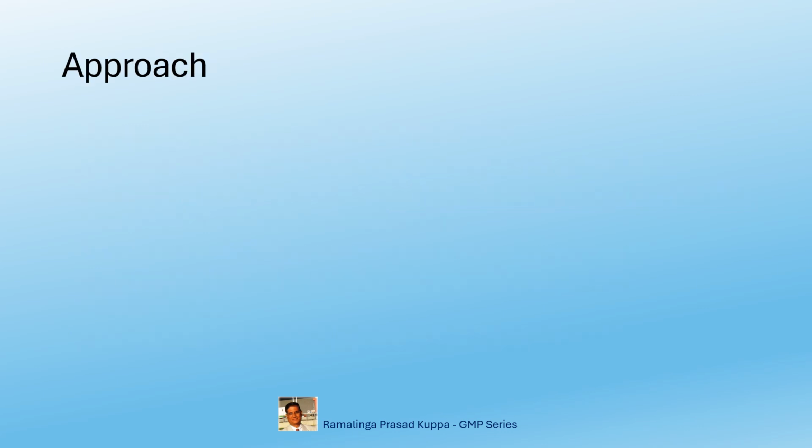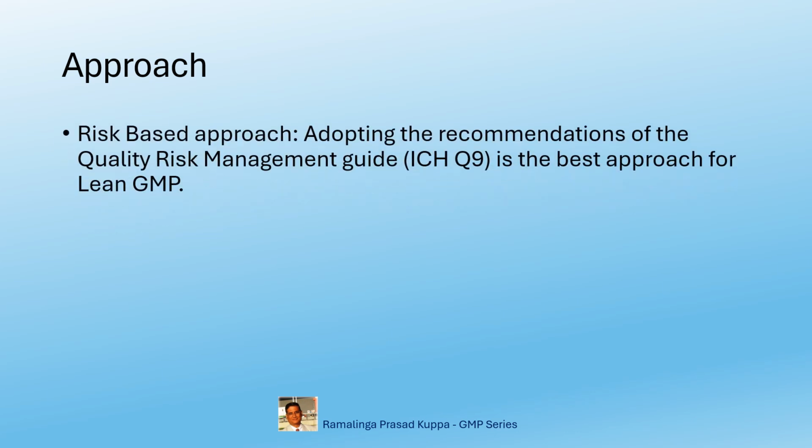Let us look into various approaches. Risk-based approach, adopting the recommendations of the Quality Risk Management Guide ICH-Q9, is the best approach for Lean GMP. This is the most effective and scientific way of evaluating the existing practices system. The correct and comprehensive evaluation will lead to several solutions for improving the manufacturing processes.